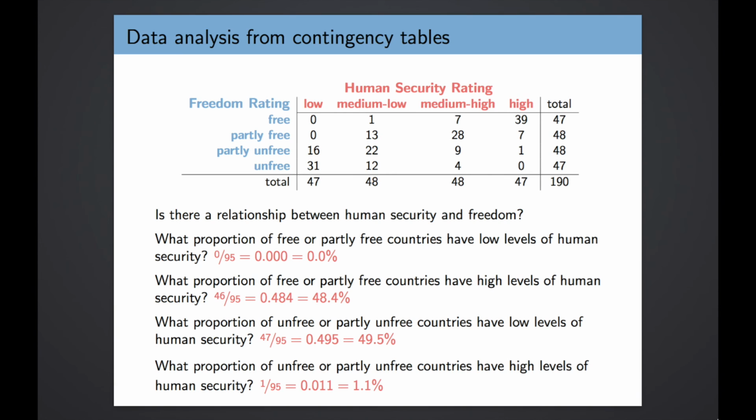So while none of this proves that there's a relationship between human security and freedom, this does give us a pretty good starting point for making an argument that these two things could be really strongly related to each other. The other tools that we're going to talk about over the course of the semester are going to give us better ways of answering research questions like this one, but looking at a contingency table like this can be a good starting point. So that's been our lecture on describing and visualizing categorical data.